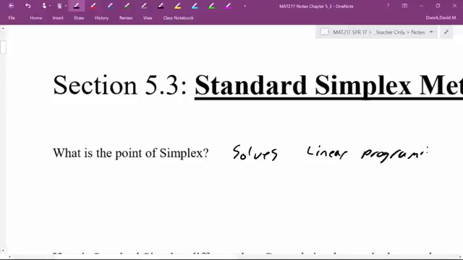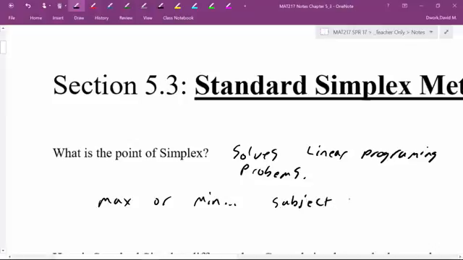And so if you remember, all it is doing is figuring out if things are a max or a min. You're solving those types of problems, maxes and mins, when you have constraints, when you have things that you are subject to. So that's what we're going to be focusing on.